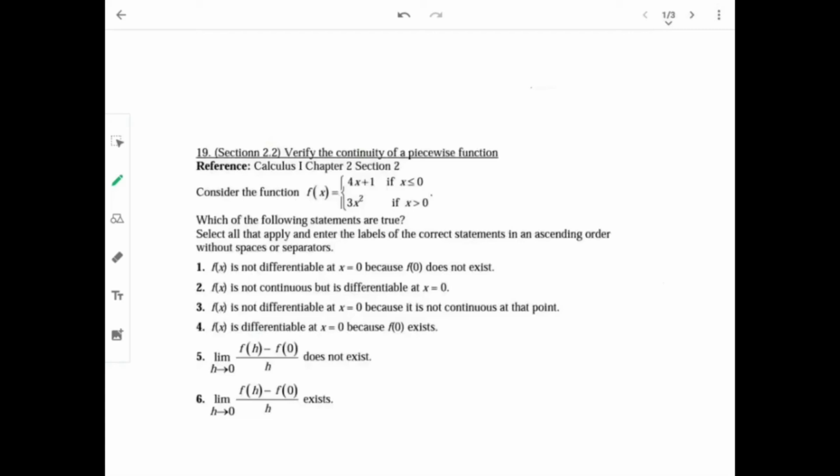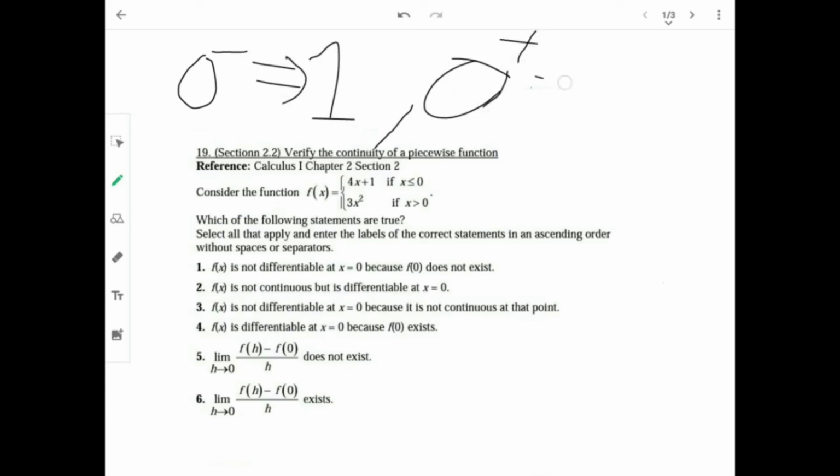Okay, so for question 19, you have a function that has a left side and a right side split at 0. So the first thing and the easiest thing to do is find out if it's continuous over there. At 0 minus, the function is 1. But at 0 plus, the function is 0. So since it's not continuous at x equals 0, it's not differentiable at x equals 0 either. So f of x is not differentiable because f of 0 does not exist. It does exist, but since it's not continuous, it's not differentiable, so the answer is wrong.